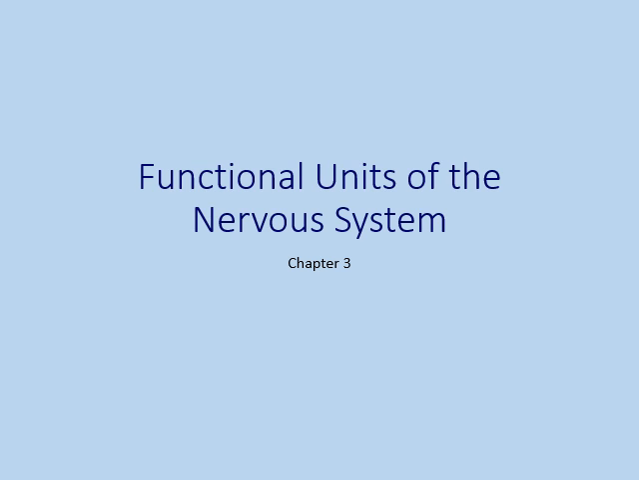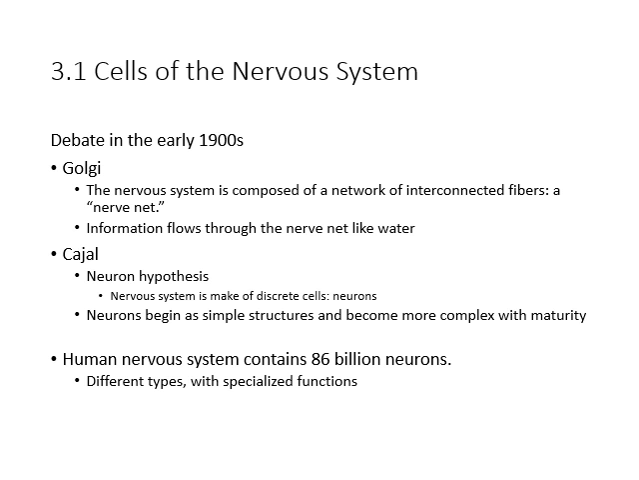This is Lecture 3, Functional Units of the Nervous System, and this corresponds to Chapter 3 of your book. Okay, so Section 3.1, which is cells of the nervous system.